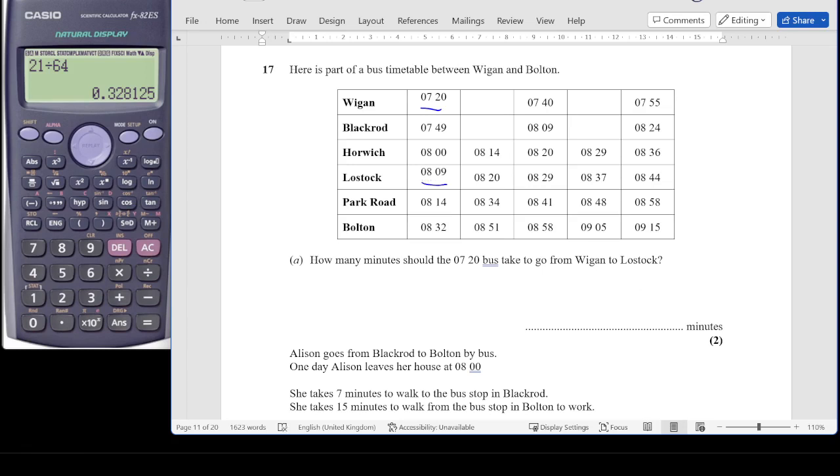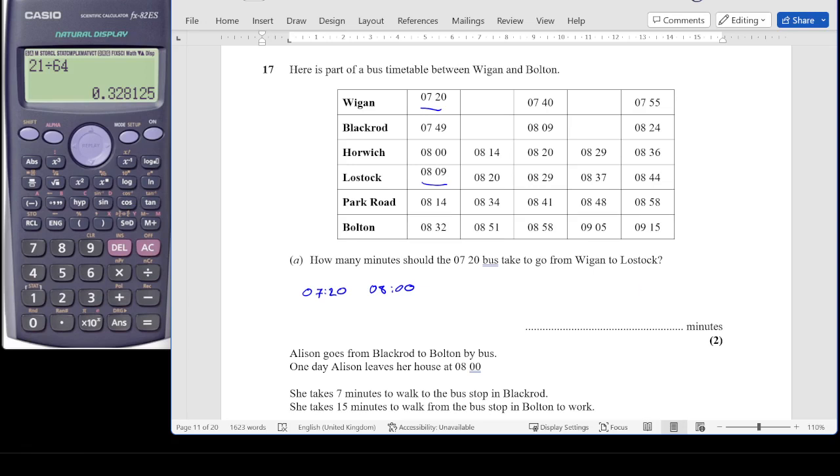So I want to go from 7:20 up to 8:09. I'll show you the way that I would tend to do this, and then I'll show you a method that we could do on our calculator, and I'm going to use that to check.